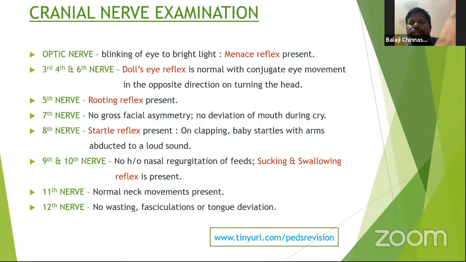So try to find out such simpler maneuvers to make some way of assessing the cranial nerves. As you have written, the Doll's eye reflex to look for the eye movements. Any squint is there, you can talk about the squint. Fifth nerve, I think good, the rooting reflex. Similarly, in second nerve, you can also go for the light reflex, pupillary reflex you can talk about. Seventh nerve, yes, while the baby is crying, any deviation is there or not.